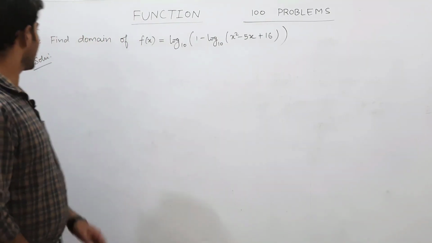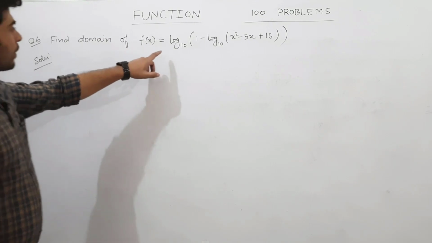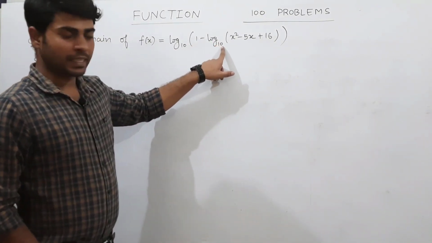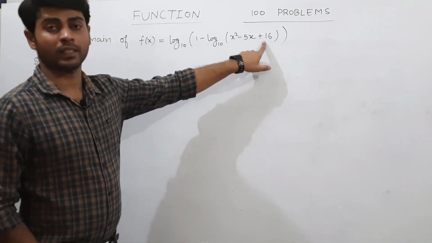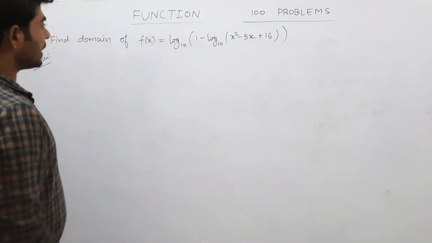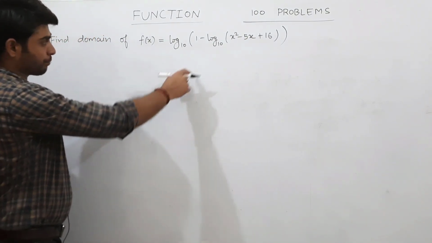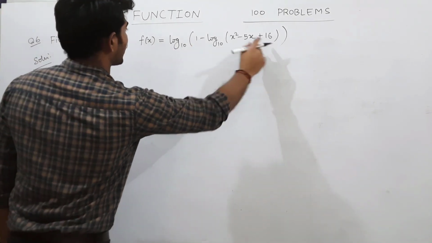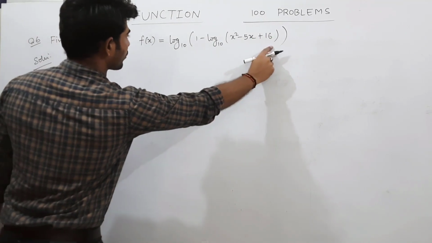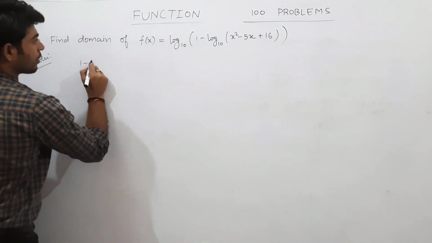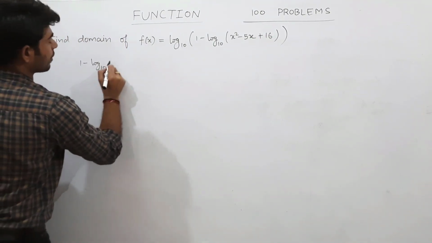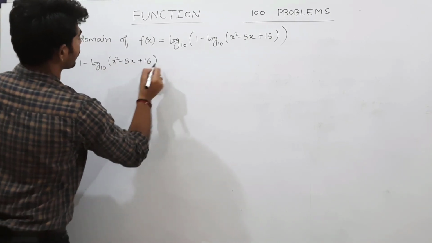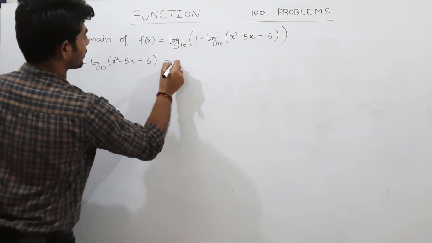Question number 6 is find the domain of f of x is equal to log base 10 of 1 minus log base 10 of x square minus 5x plus 16. So again you can see here this logarithm will be defined when this quantity is greater than 0. So 1 minus log base 10 x square minus 5x plus 16 should be greater than 0.